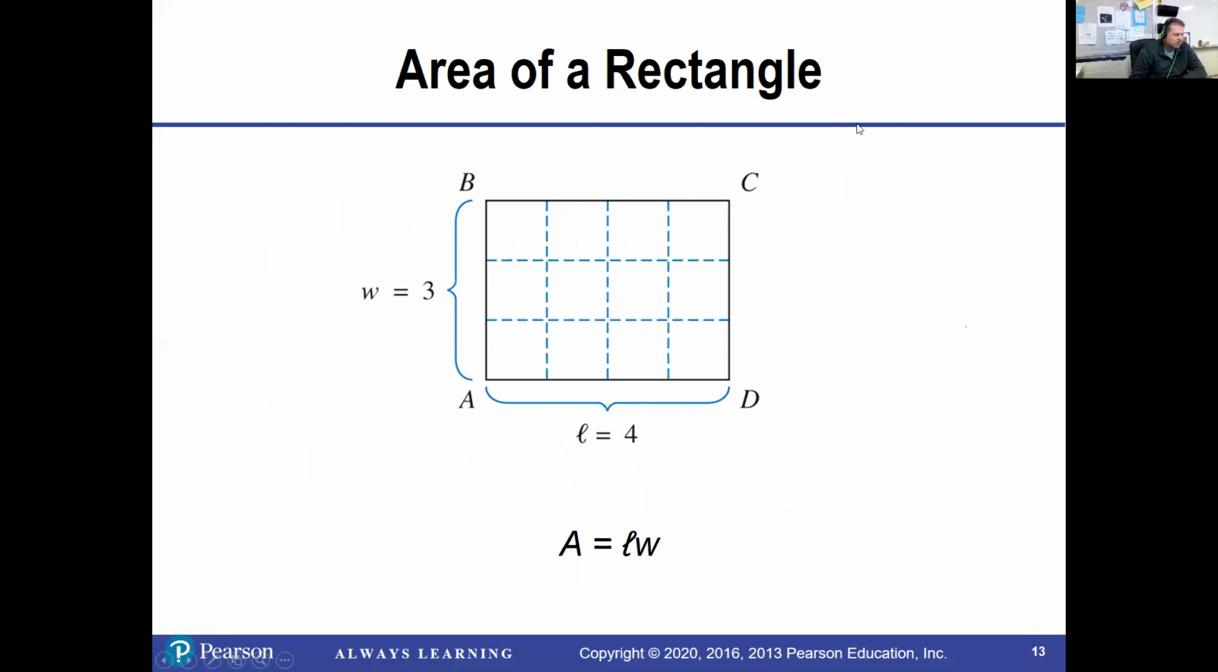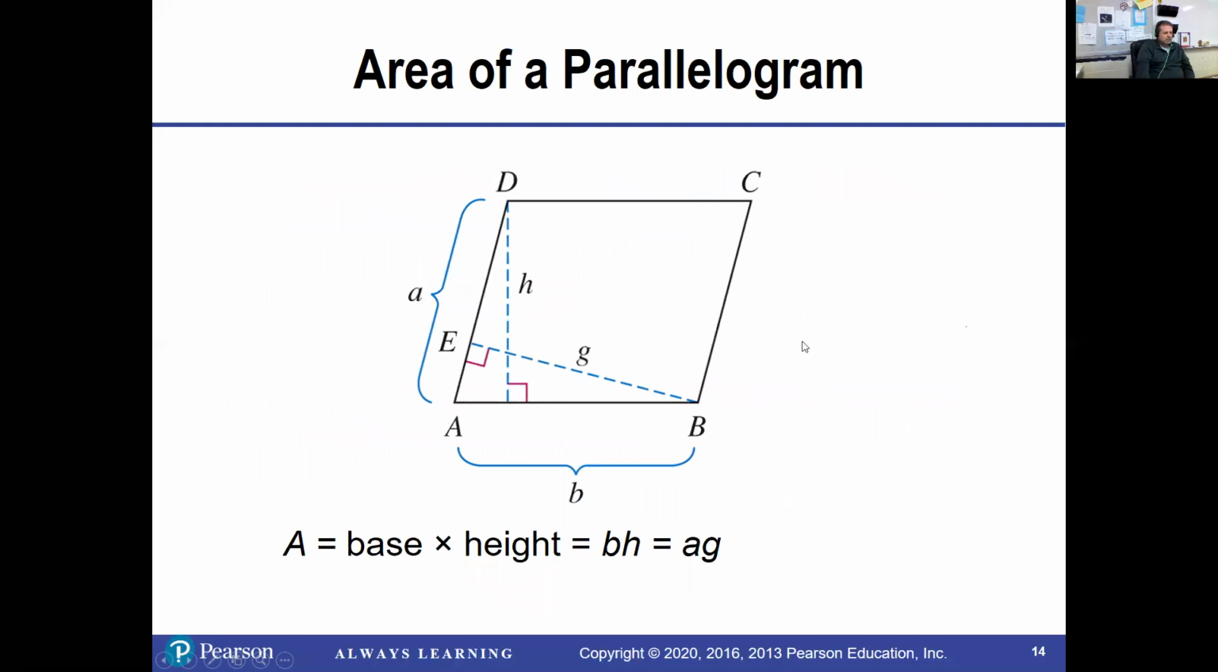All right, here's formula stuff that you have to know. So area of a rectangle, you need to know it breaks up into length times width. Or if you take a rectangle and break it up into little units squared, it tells you how many. So this 3 by 4 rectangle would be 12 square units.